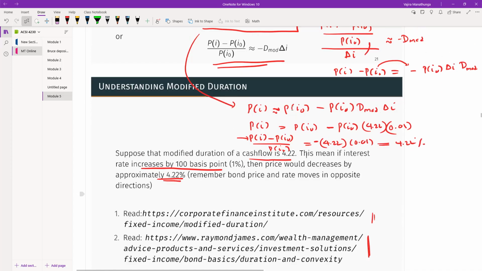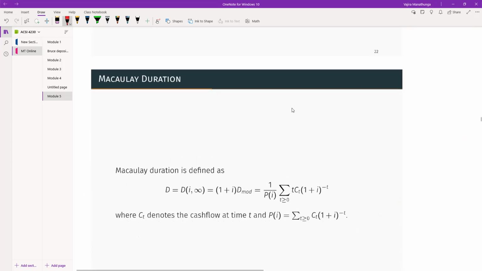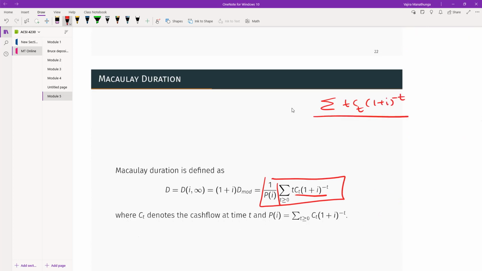So the Macaulay duration will be different from the modified duration. Macaulay duration is defined using this formula. Basically, this is not a derivative. Right away you need to observe that this is not the derivative. It's defined like this: sum of t times Ct times (1 plus i) to the negative t, divided by the price. So that's called the Macaulay duration.